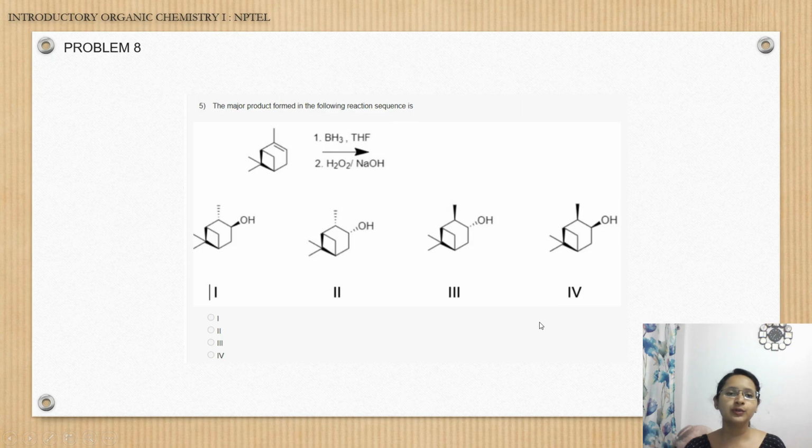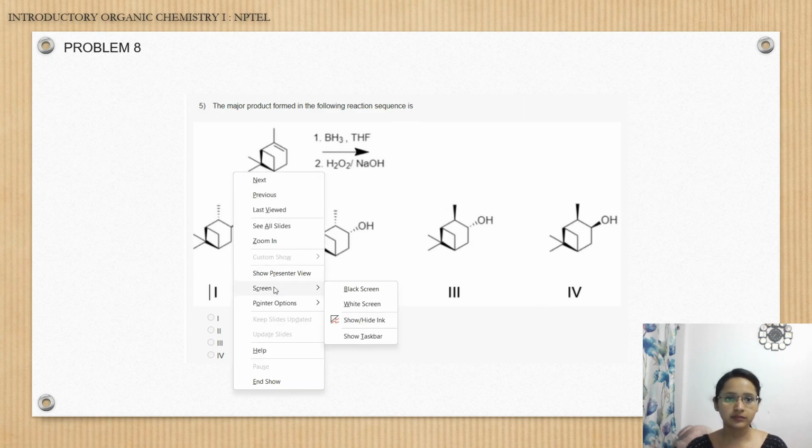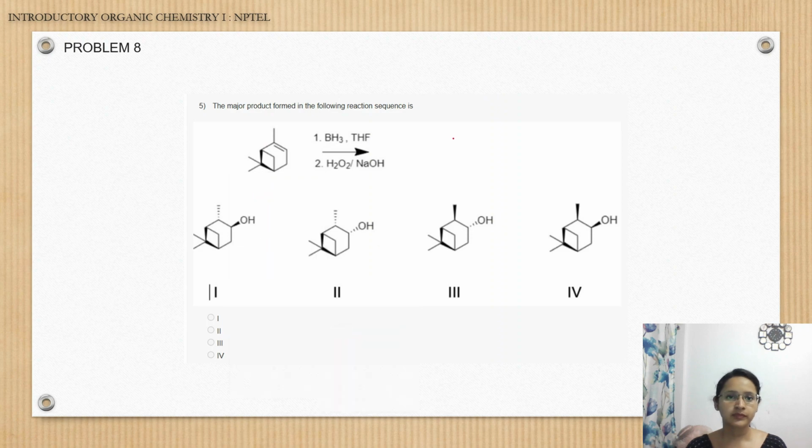Right. So coming to problem number 8 now. This problem number 8, we have discussed in the case of alkenes, the hydroboration reaction. So they are asking the major product formed in the following reaction sequence. So you have to find out the major product that is going to be formed in the following reaction sequence.